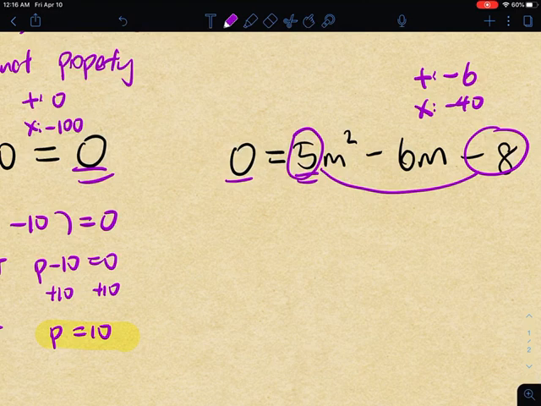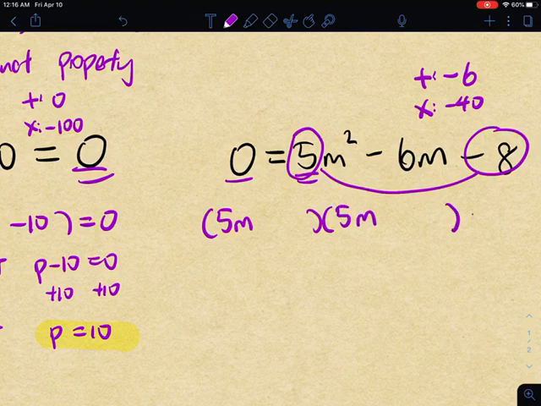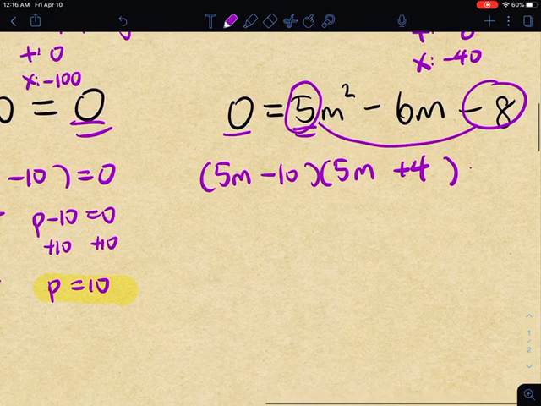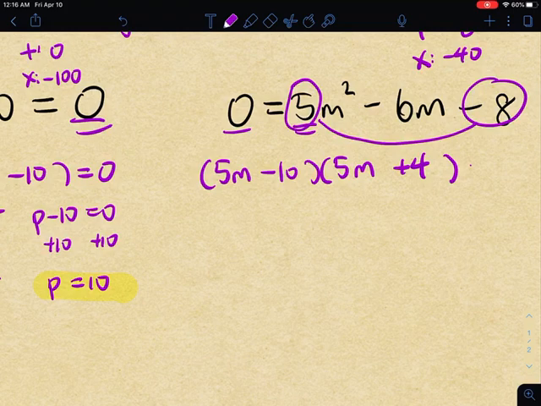And then remember how this goes. The way we did factoring when the leading coefficient is not 1 is we're first going to write it as 5m, because it's 5m squared. Let's find our two numbers that add up to negative 6 and multiply to negative 40. I think it's minus 10 and plus 4. Yep, that looks good. Remember that's only our first step. There is a second step when the leading coefficient is not 1, and that is to divide out any common factors.